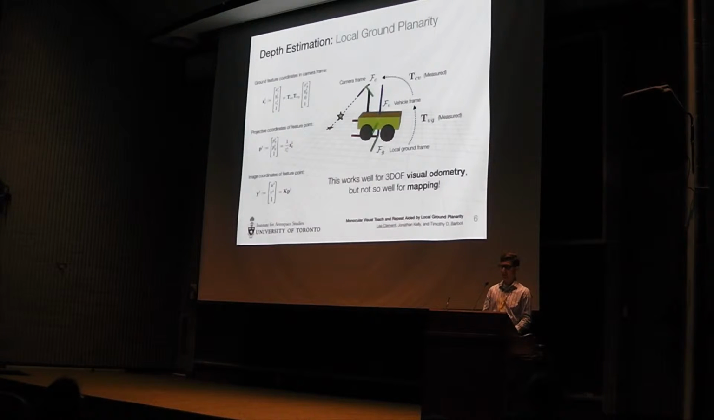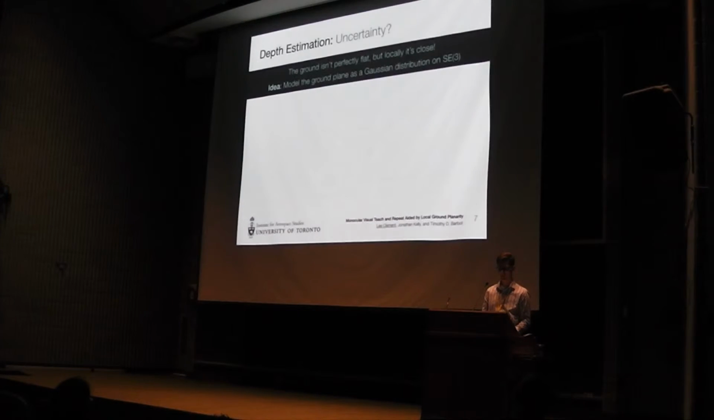So if you just do this really naively, it's actually pretty good for just doing 3-degree of freedom visual odometry, but it didn't work out so well for the mapping components. So we needed to add an extra piece, which was actually an uncertainty model on what the ground actually looks like. So the idea is that it's not perfectly flat, but close to us, if our wheels are touching the ground, it's fair to assume that it's pretty close. So one way we can deal with this is by looking at the transformation between the vehicle body frame and the ground frame that we're carrying around, and just modeling it as a probability distribution with a mean and a covariance.